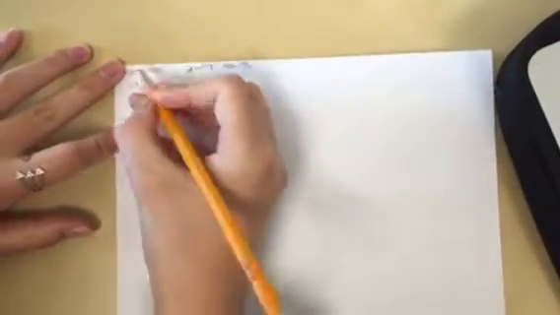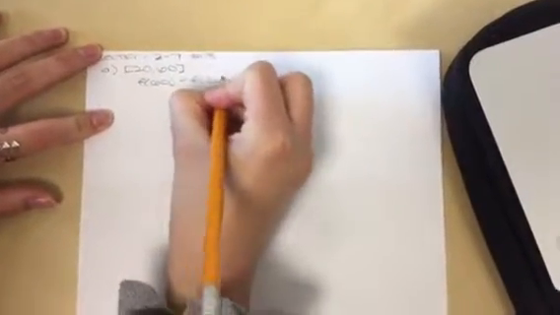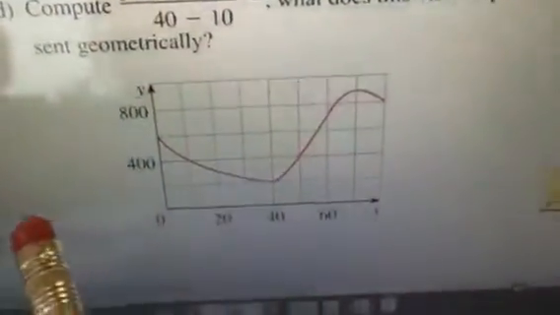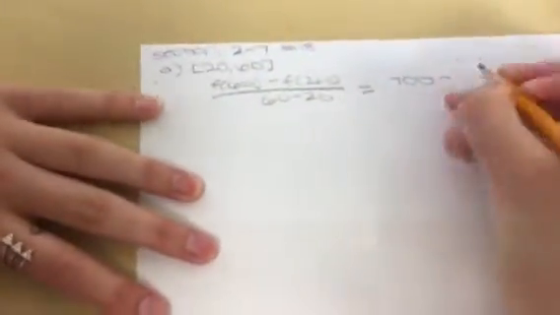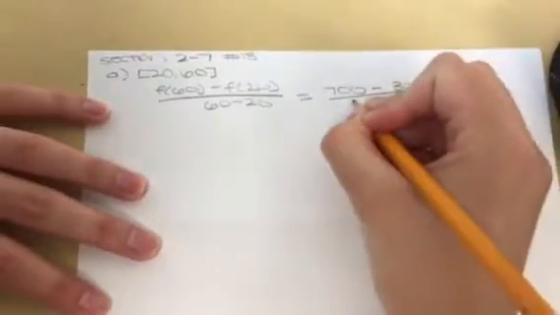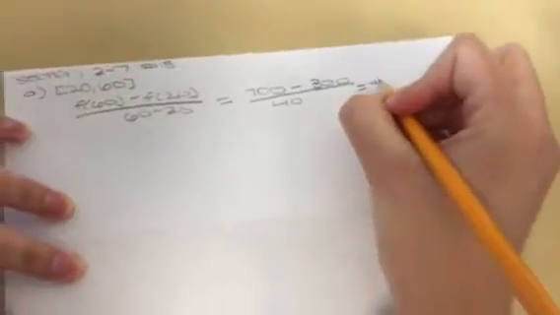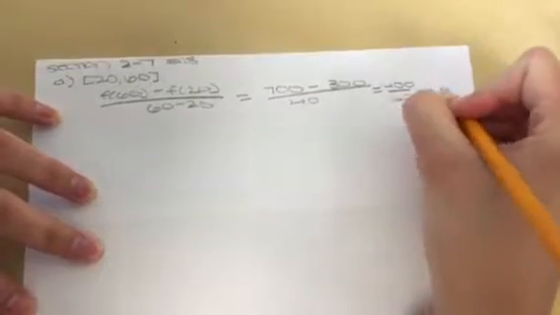Okay, so this is section 2-7, number 18. The first one asks for the average rate of change on the interval from 20 to 60. We know the formula for this is f of 60 minus f of 20 all over 60 minus 20. If we look at the graph, f of 60 is around 700, and f of 20 is around 300. So I'm going to write that down as f of 60, which is 700, minus f of 20, which is 300, all over 40, which simplifies to 400 over 40, which simplifies to 10.